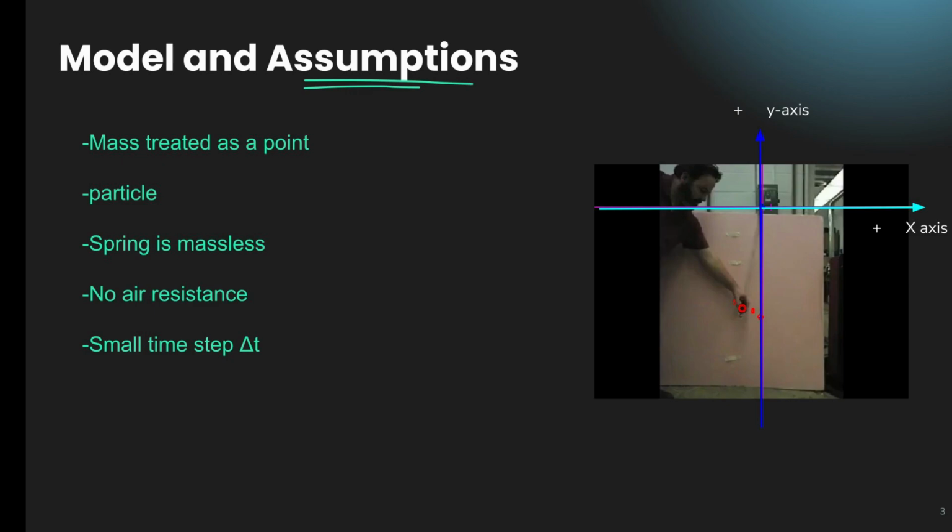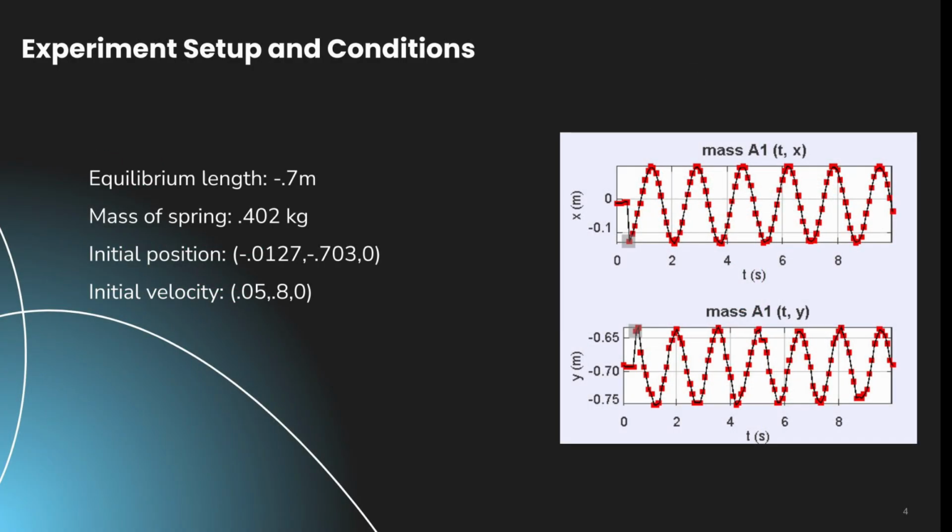I recorded the motion and analyzed it using Tracker. I calibrated the video using a known length and extracted position data in both the x and y directions over time. The initial position and velocity were taken directly from the first data points. The initial position was negative 0.0127, negative 0.703, and then 0 in the z direction. The initial velocity was 0.05, 0.8, and 0 meters per second.